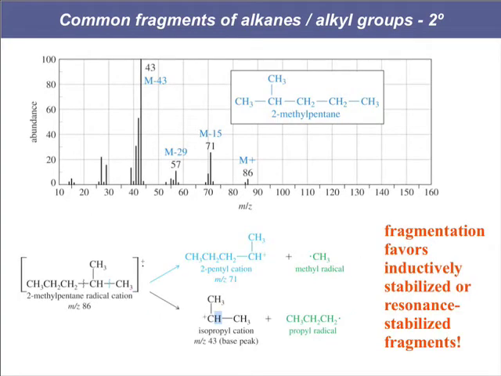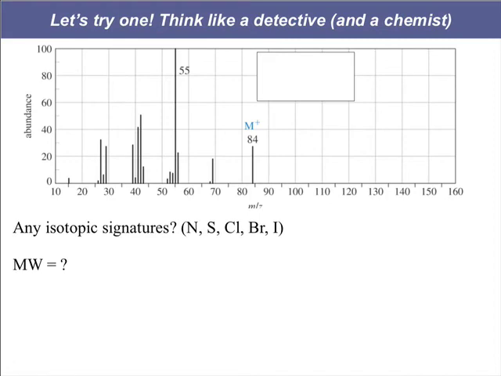You can use the abundance as a clue to figure out what your structure is. You basically have to say, my structure explains this spectrum, or this spectrum can be used to defend my suggestion about what the structure might be. So let's try one. Let's start from scratch, just from the spectrum, and let's think like a detective, and as a chemist, of course.